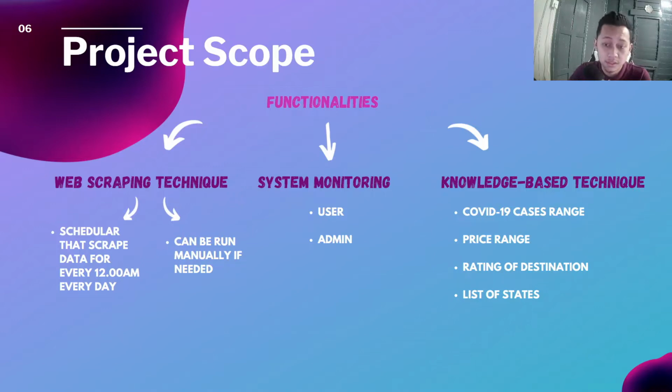So for the functionalities, this web scraping technique will run at 12 a.m. every day, and it can also be run manually by the administrator if needed. Both user and administrator can monitor data related to the functions they have. This system will also recommend the destination using a knowledge-based technique based on user preference, which is COVID-19 cases range, price range, rating of destination, and list of states.